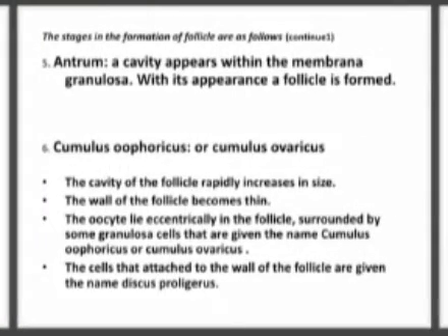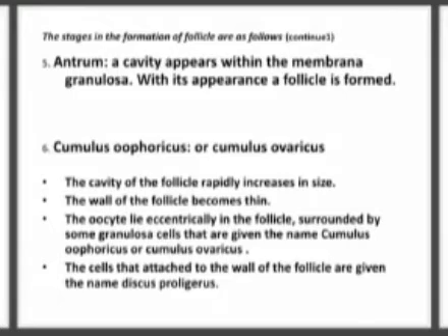The stages in the formation of follicle are as follows. Antrum: a cavity appears within the membrana granulosa. With its appearance, a follicle is formed. जो ही antrum बनता है, एक cavity बनती है, fluid के साथ, हम structure कहते हैं follicle is formed. Cumulus ovoricus or cumulus ovaricus.